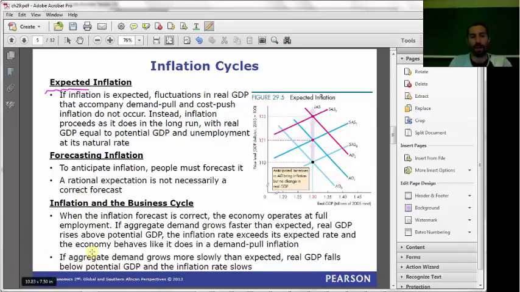So it wants to try and ensure that people's inflation expectations match reality. Of course, from the other side of things, if the aggregate demand grows slower than expected, real GDP falls below potential GDP, and then we could have either the inflation rate slowing or, even worse, deflation. Deflation is not a good thing.